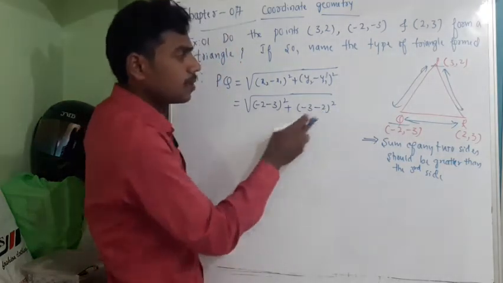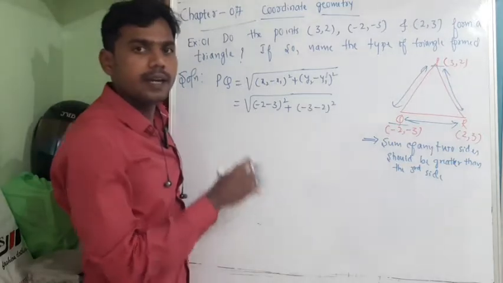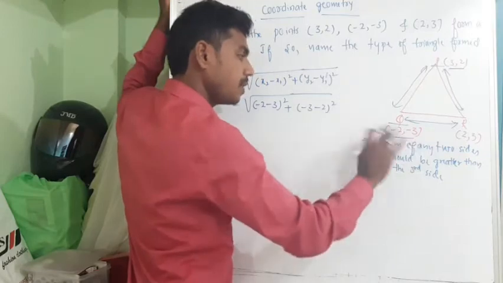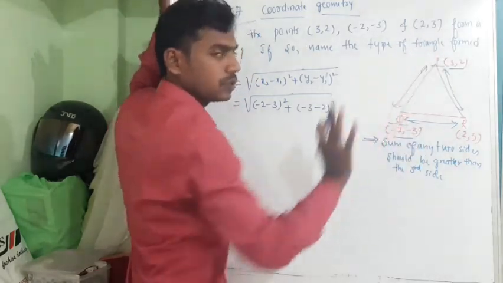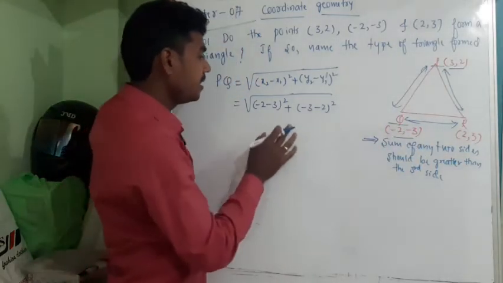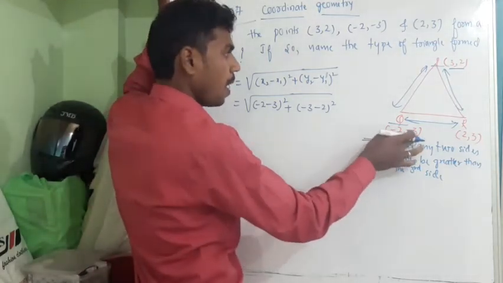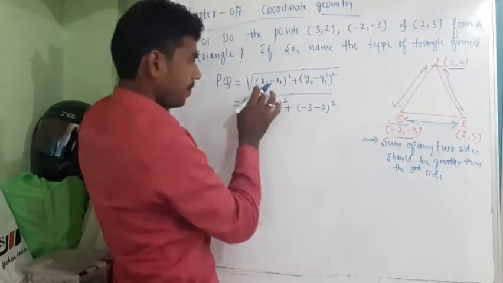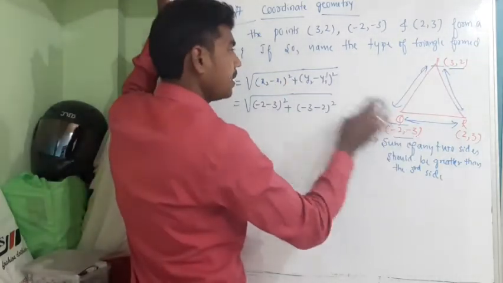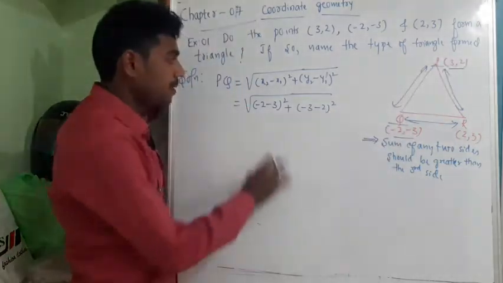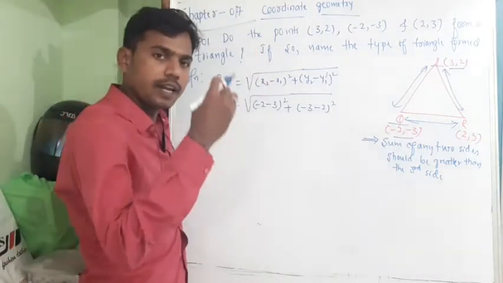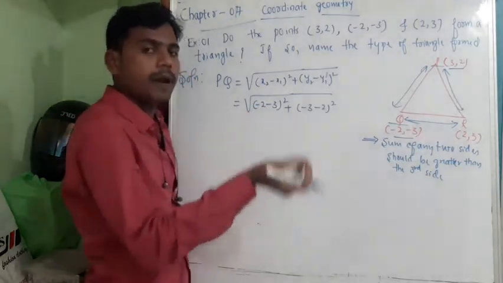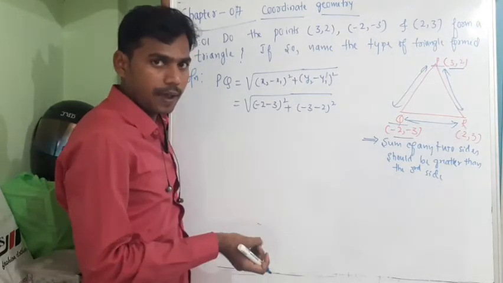See, since there is a square, in whichever order you take, it doesn't make any difference. You can consider this as x1 y1 and this as x2 y2, or the other way around. What I did was consider this as x2 y2, minus 2 comma minus 3, and this as x1 y1. Next, minus 3 is y2 minus y1. Okay. Since we are squaring, even if we get a negative, minus 2 minus 3 is minus 5. Minus 5 square is 25.